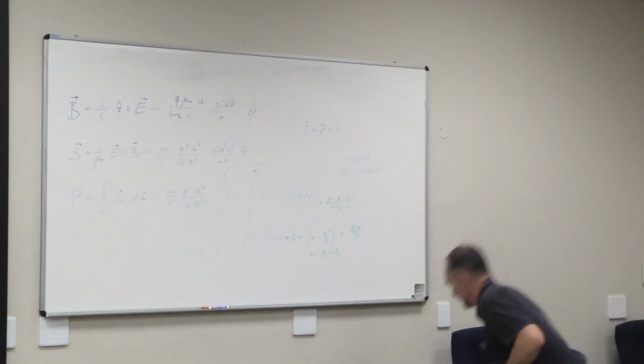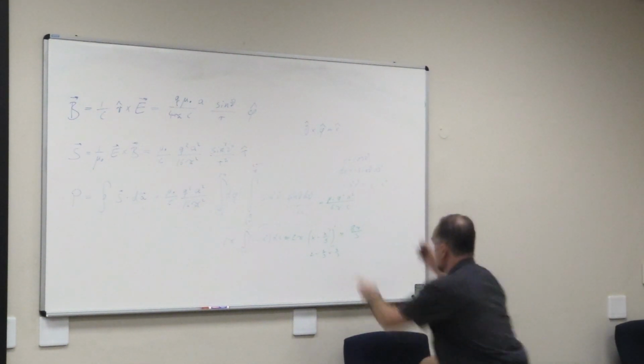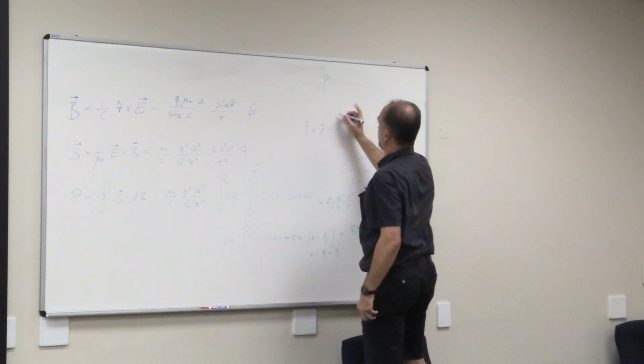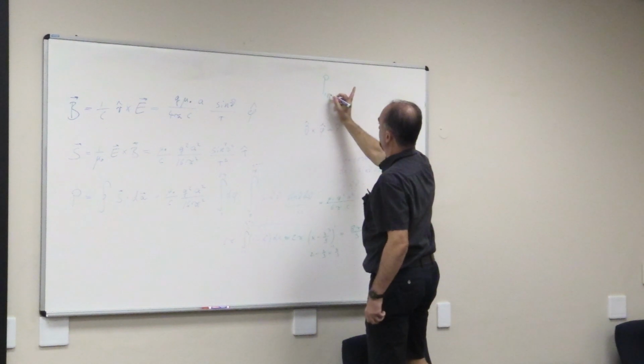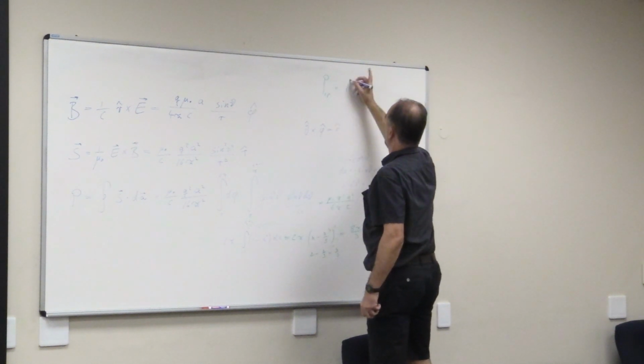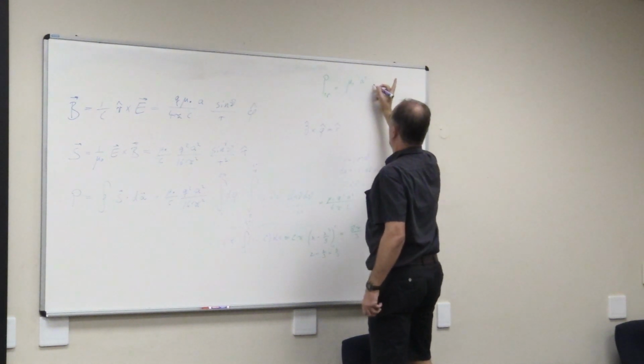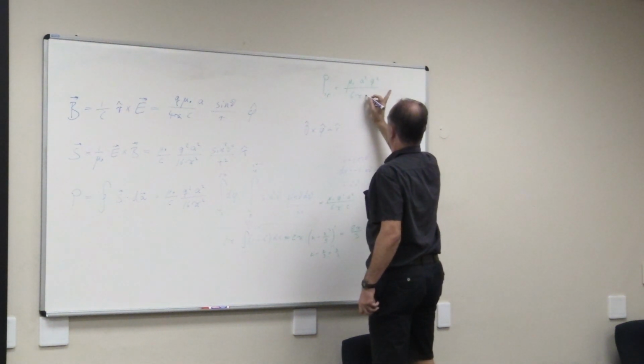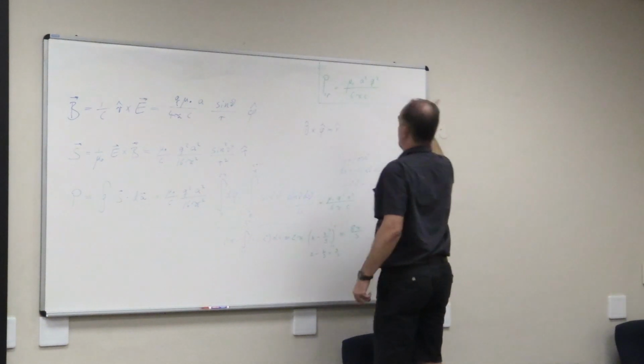What we should do is actually keep this here for later, so the radiative power for a single particle was mu naught a squared q squared over 6 pi c. This is something we might come back to later.